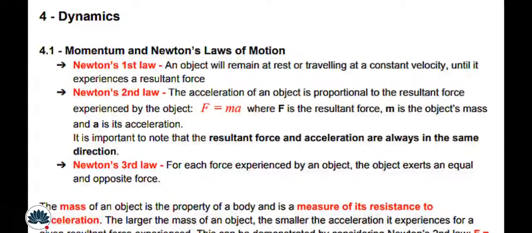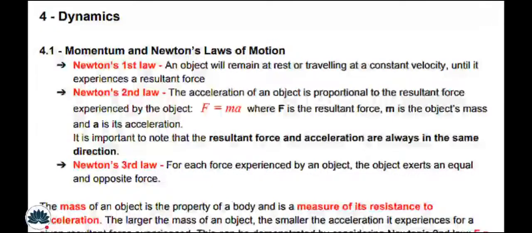The second law of motion, also known as the law of acceleration, states that the acceleration of an object is proportional to the resultant force experienced by the object. F equals ma, where F is the resultant force, m is the mass, and a is the acceleration. It is important to note that the resultant force and acceleration are always in the same direction.